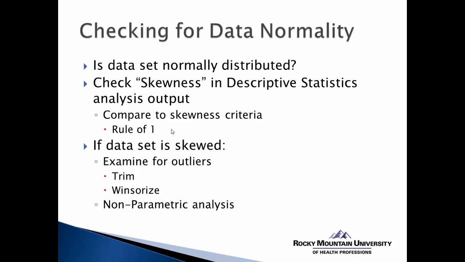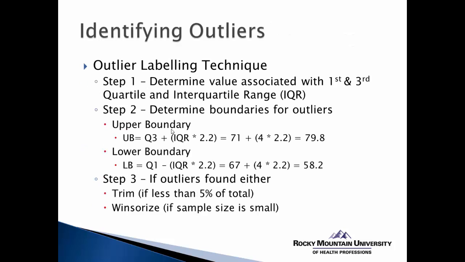So again, our first goal in determining if we have a skew is to look for inaccurate scores. If we don't have any, we then want to look for outliers. And so let's first talk about how we look for outliers and how we can determine if a score is an outlier, and then we can deal with it. So we use a technique called the outlier labeling technique. This is a technique that helps us identify if a score might be considered an outlier. And if it is, then we can figure out how we're going to deal with it.